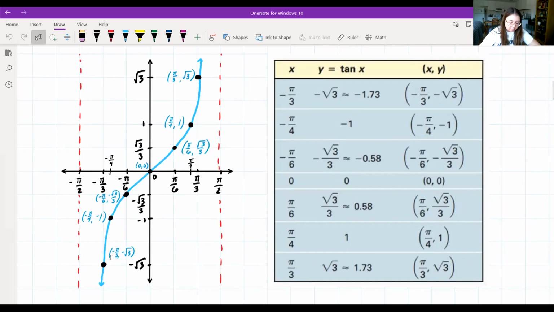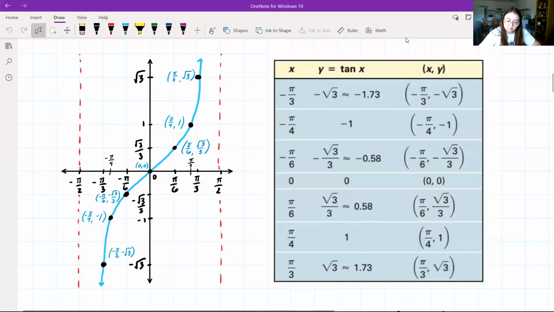Then the important points here would be at negative pi over 3, negative square root of 3, negative pi over 4, negative 1, negative pi over 6, negative square root of 3 over 3, 0, 0, pi over 6, square root of 3 over 3, pi over 4, 1, pi over 3, square root of 3. So we have our important points here. We see tangent moves in this specific direction, moving in this direction here.